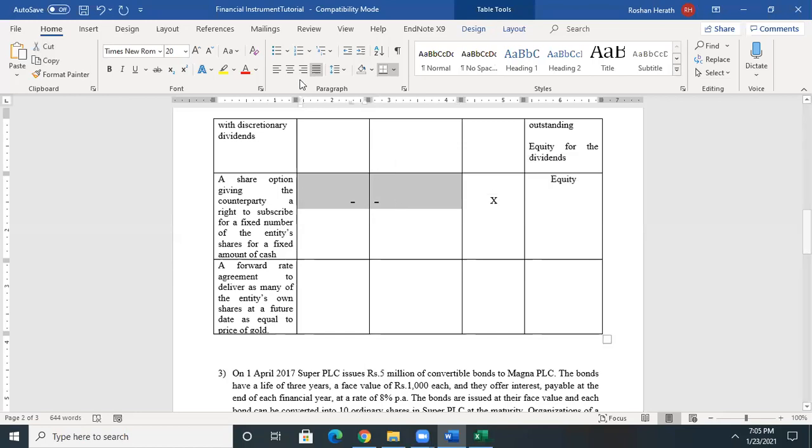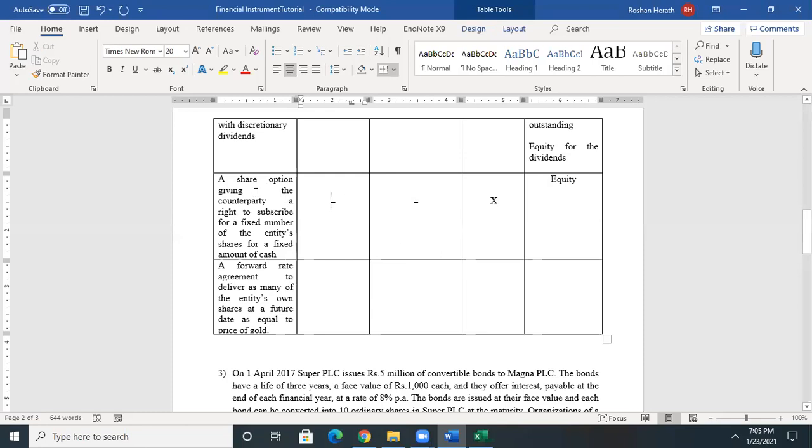You know, it's a derivative, right? Since it's a derivative, you're going to derive the value. But you have not got the previous one. Okay, so here you can see that it's a share option, right?